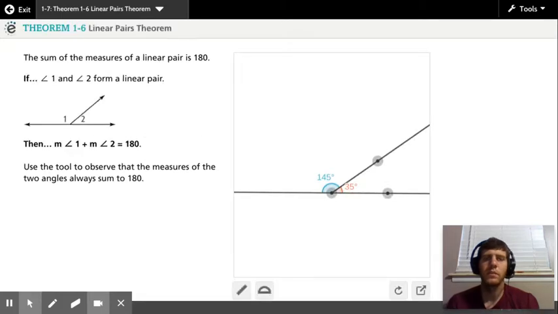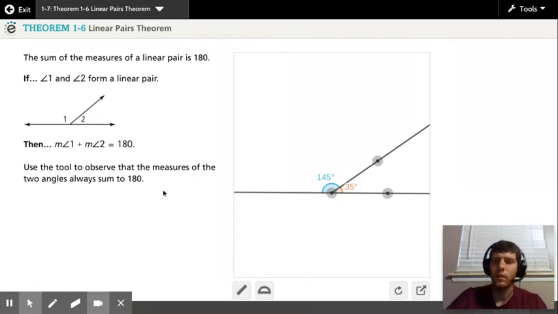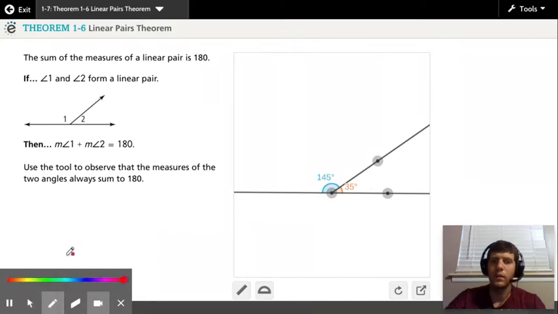Okay, theorem 1.6, the linear pairs theorem. It's telling us that if angles 1 and 2 are a linear pair, then the measure of angle 1 plus the measure of angle 2 is going to equal 180. So they're going to be supplementary. Again, a linear pair is formed when two lines intersect, right? And so the adjacent angles formed by two lines intersecting are linear pairs.